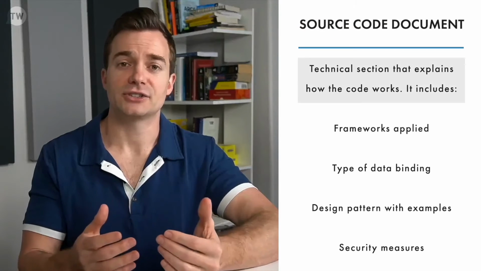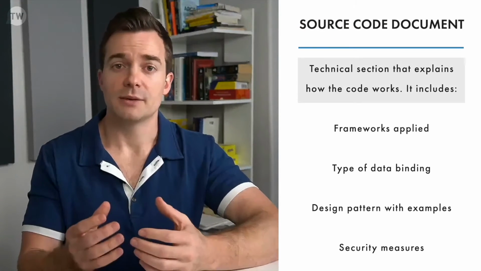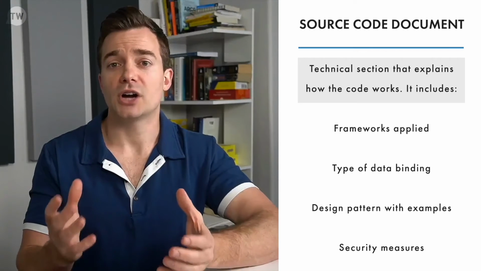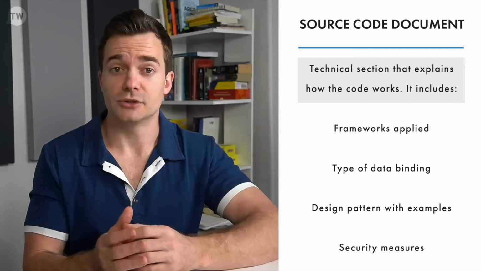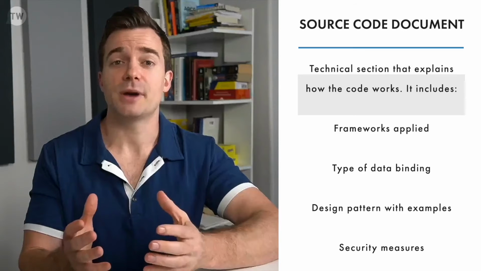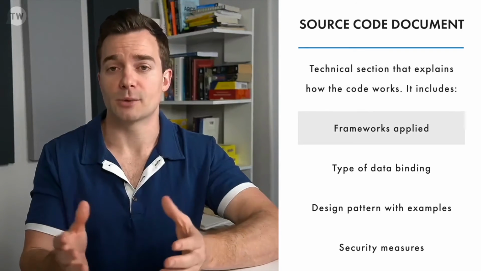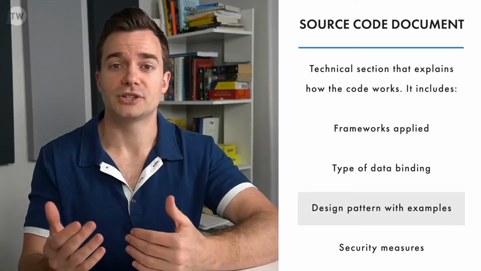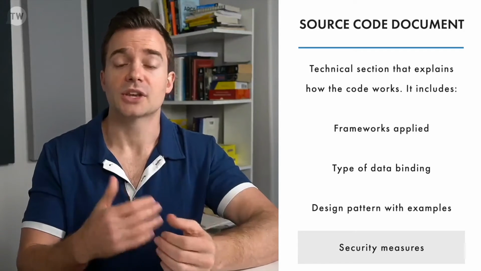The next systems document is a source code document. A source code document is a technical section that explains how the code works. The main users of the source code document are software engineers. Source code documents may include, but are not limited to, the following details: HTML generation framework and other frameworks applied, types of data binding, design patterns with examples such as model view controller, security measures, and other patterns and principles.